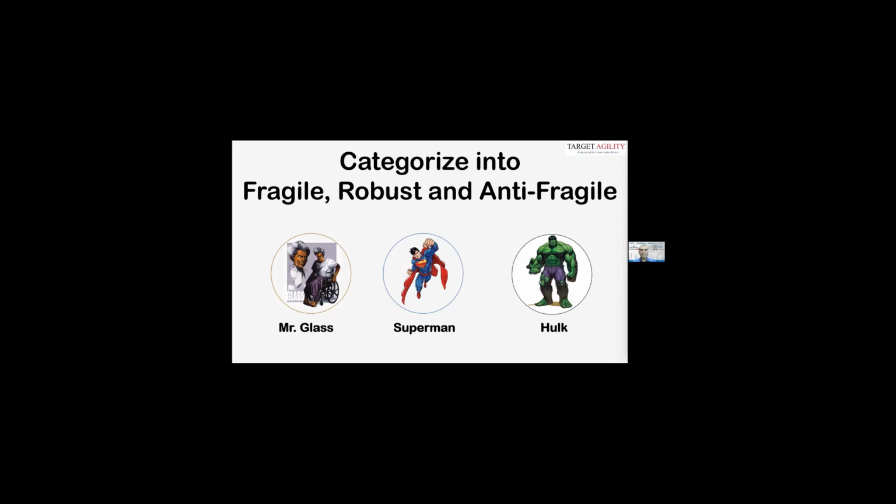So we all agree that Mr. Glass is fragile. And Superman is robust. You shoot a bullet also, it doesn't impact. Whereas Hulk takes the power and energy. The more angry he gets, the more anti-fragile he becomes. The more you cause damage, the stronger and bulkier he becomes. That's why he's Hulk.